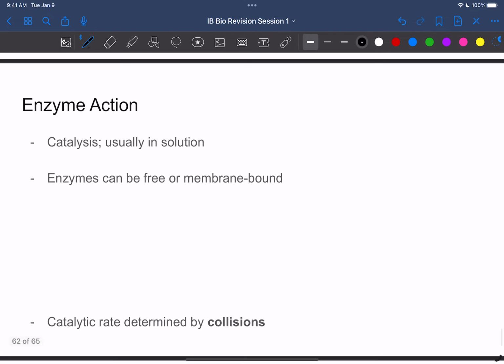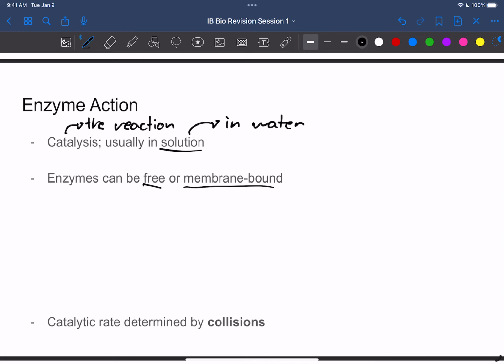Now we're going to talk about enzyme action. So, catalysis. This just means the reaction, and it's usually in solution. So, in water. Very rarely or at all do you see enzymes doing things not in water. So, enzymes can be free or membrane bound, so they can be floating around in solution, or they can be membrane bound.